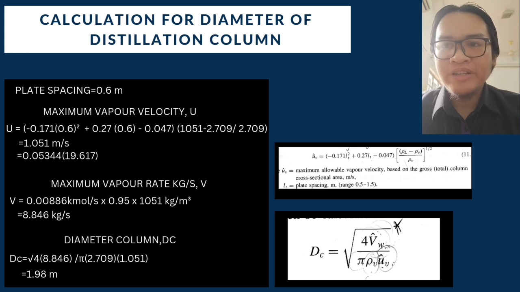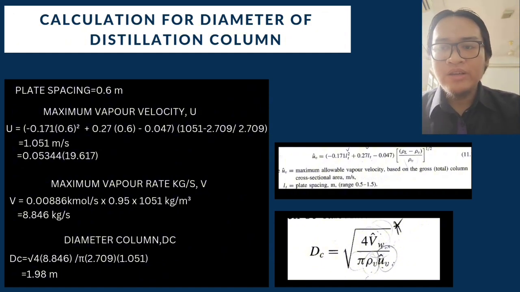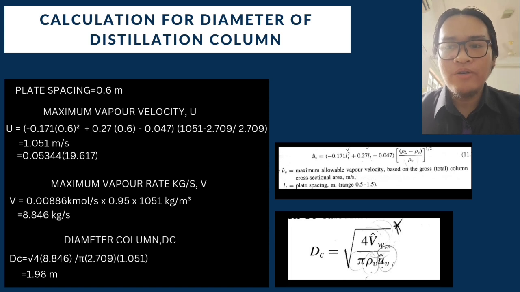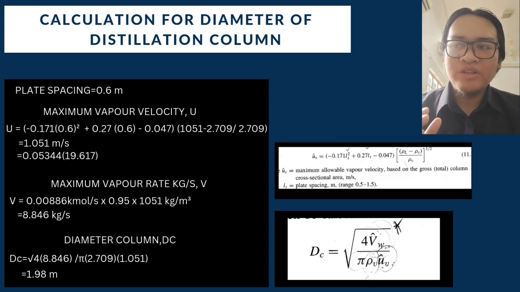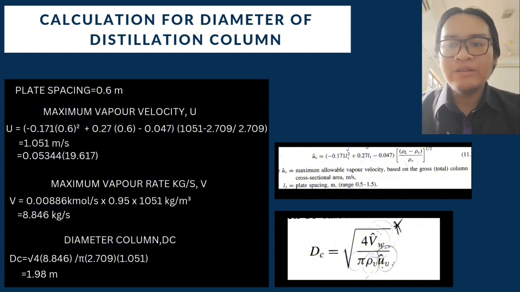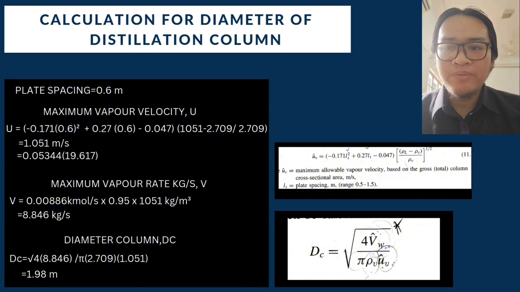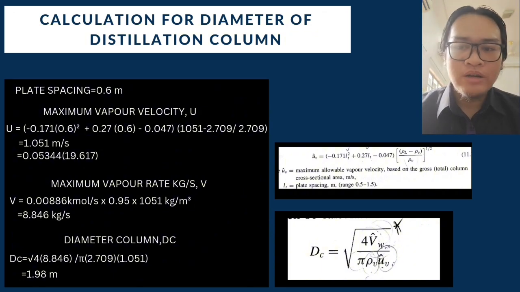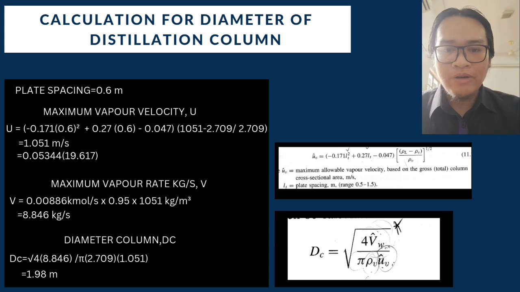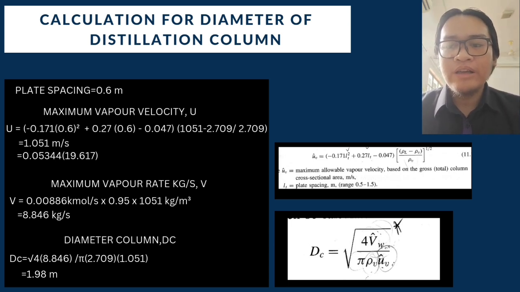We assume that for our expression is 0.6 meter. As we can see in the slide, first we need to show the maximum vapor velocity U. We can see the formula on the right of me. The next one is maximum vapor rate. For maximum vapor rate, we show our main composition is acid, where the composition has a mole flow rate of 0.0889 kilomole, multiplied by composition 0.95, and multiplied by molecular weight 1051. So we get 8.846. After we get the maximum vapor velocity and maximum vapor rate, we can calculate the diameter column. The diameter column formula is on the slide. After we calculate it, we get the diameter for our distillation column, which is 1.98 meter.